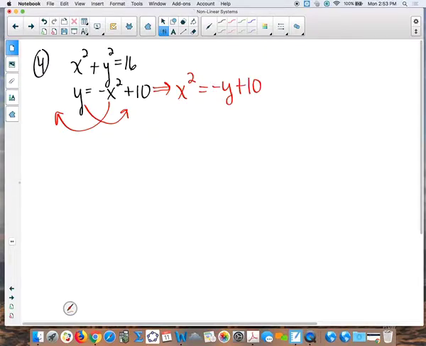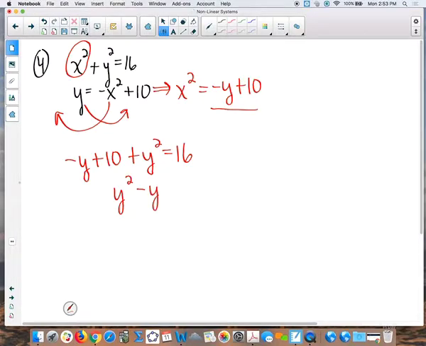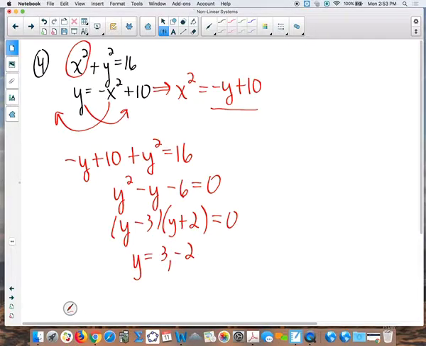Okay, so here's my x squared that I'm going to substitute in for, right here. So x squared, negative y plus 10. I don't have to square anything because it is x squared, plus y squared equals 16. Now I can simplify. I have a quadratic, so I'm going to keep my y squared here, minus y. I'm going to subtract 16 from both sides. Okay, so now, again, I have y minus 3 times y plus 2. This should look familiar. y equals 3 or negative 2.